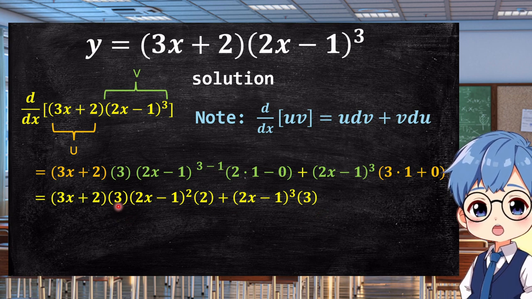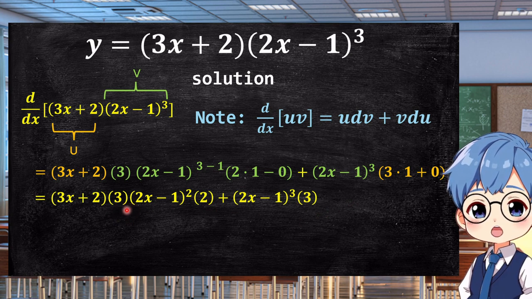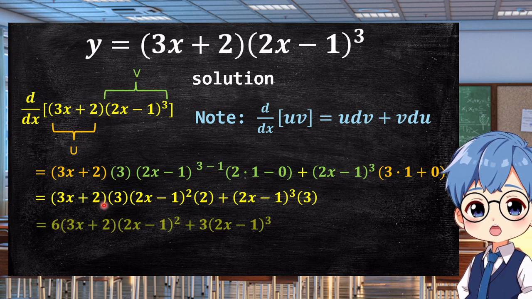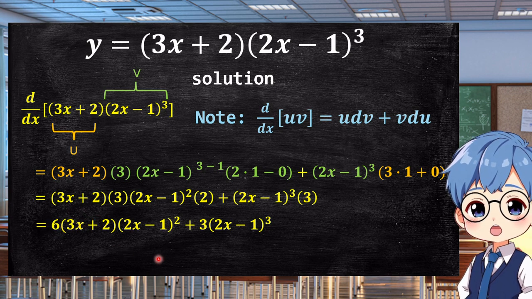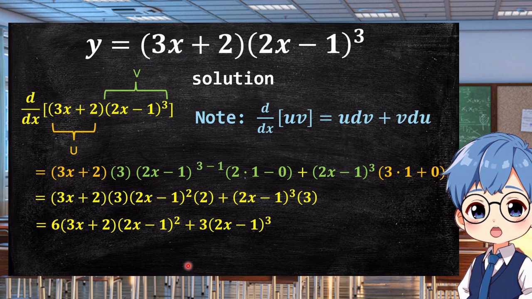Then take note, we have to combine like terms. So we have two constants here. We have 3 times 2, which is just 6. So we put 6 at the first or the leftmost part, and then we just copy the given, and then again at the leftmost part also of the second term, we're going to put the constant 3. So take note, we can still distribute 6 to 3x plus 2.